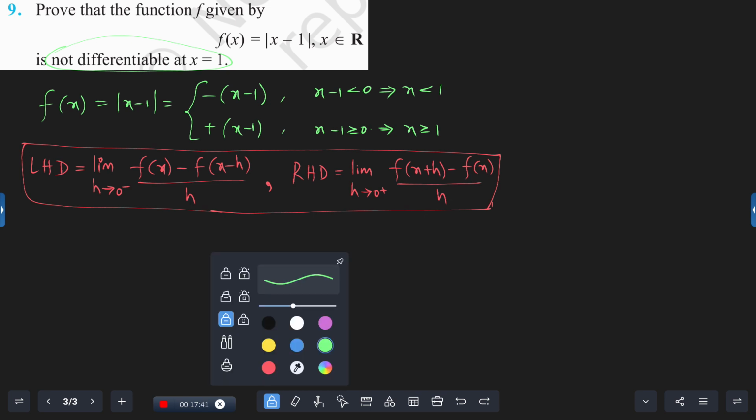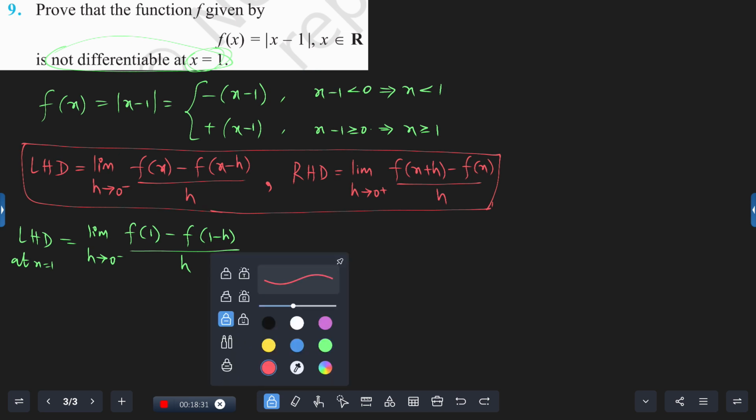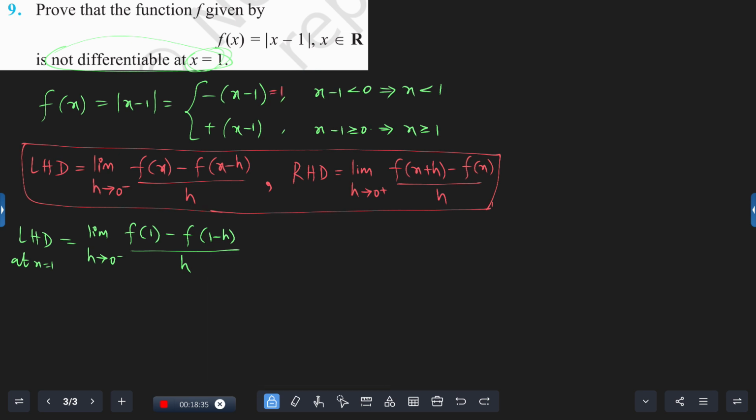Now let's go to the left hand derivative, which is equal to limit h tends to 0 minus of f of x minus f of x minus h, divided by h. They asked to check only at 1, so instead of x we have to give 1: f of 1 minus f of 1 minus h, whole divided by h. This is what we are checking at x equal to 1. Wherever we have x, you replace it with 1. Now substitute in the question. This is the left hand limit, so for 1 and below we use the minus one. When you multiply, minus becomes plus, and you will be getting 1 minus x.